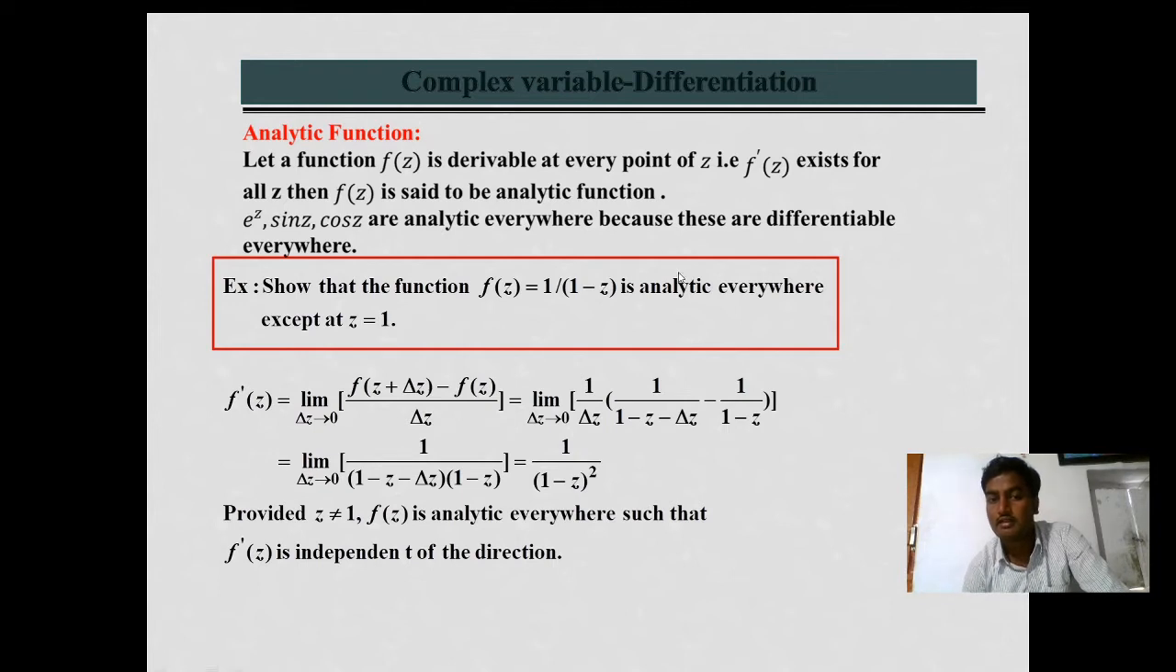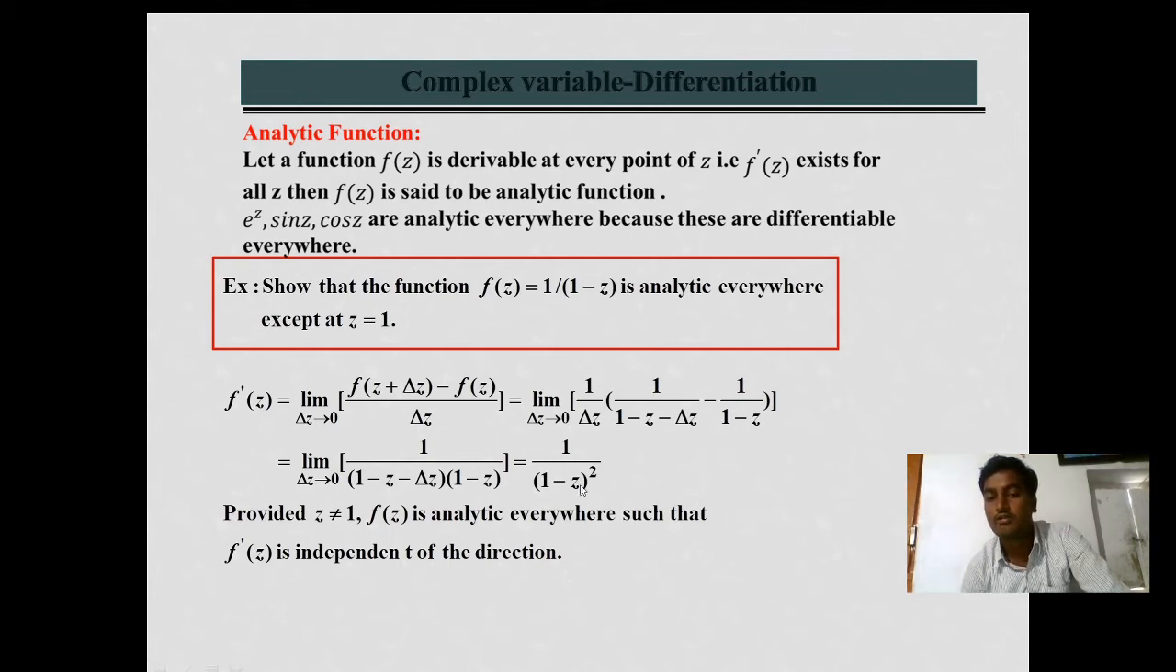So right. Through the definition, f dash of z is f of z plus delta z minus f of z by delta z. Here we take 1 by delta z outside, and it is 1 by (1 minus z minus delta z), right? In place of z it is z plus delta z. So by taking LCM we get this.